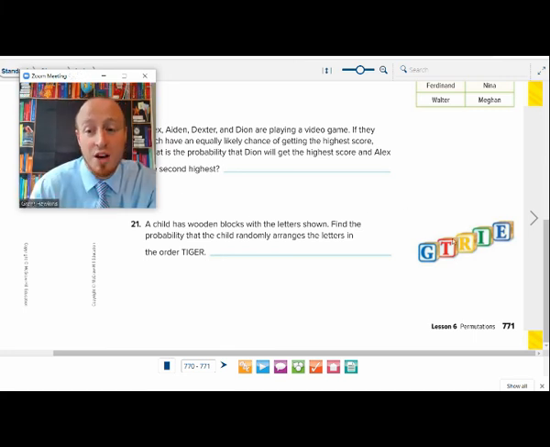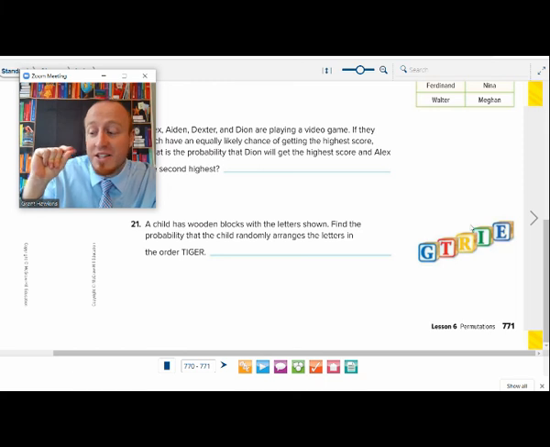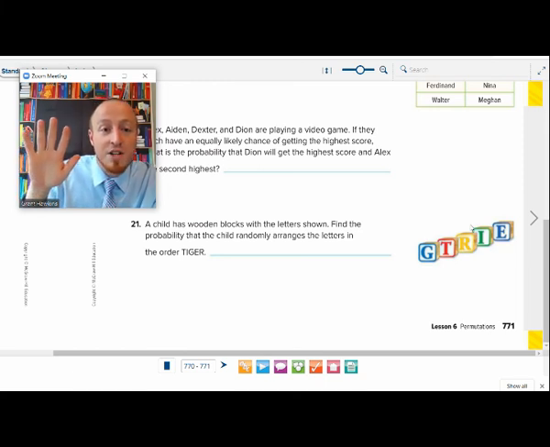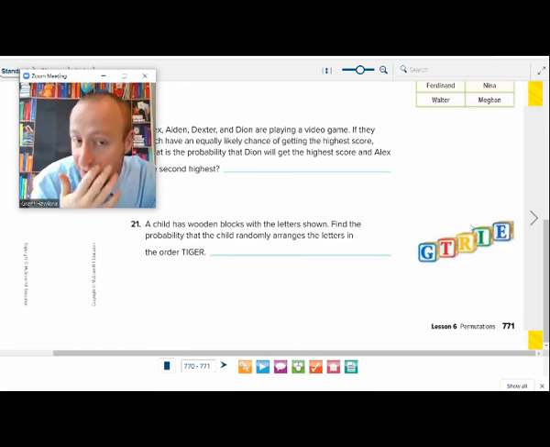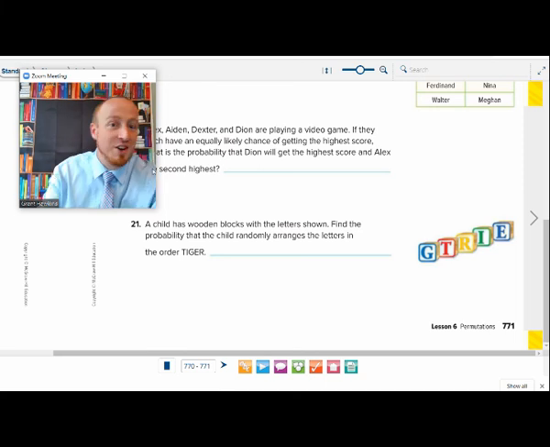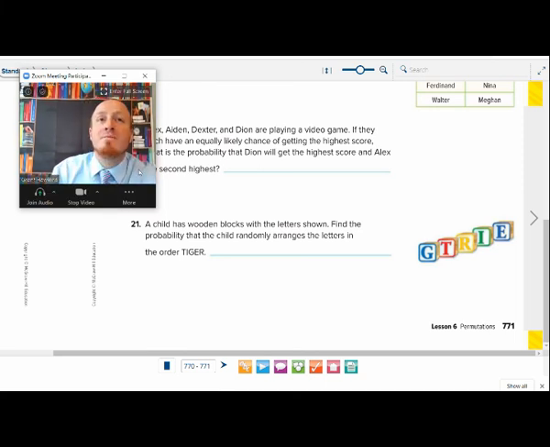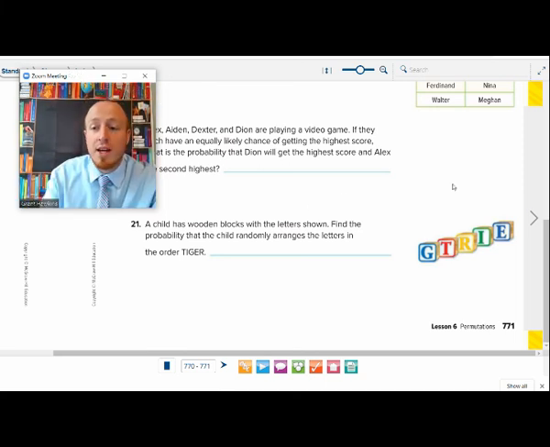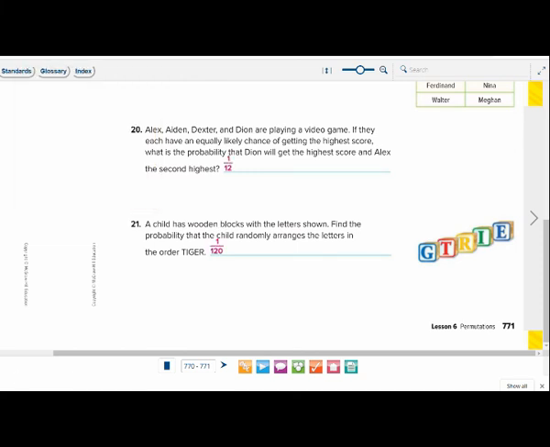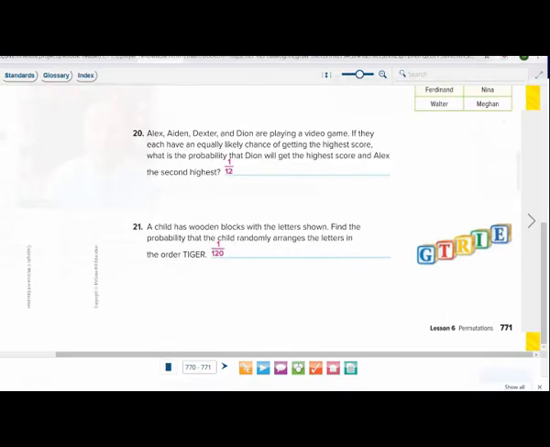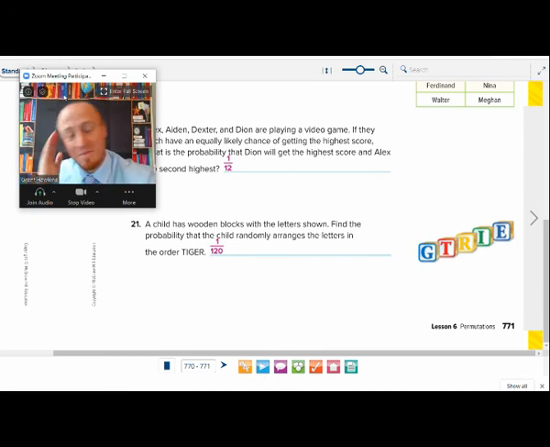First of all, how many possible outcomes are there? You're going to start to recognize patterns here. There are 5 blocks. So how many possible outcomes are there? 5 for the first option of letters, 4 for the second, 3, 2, and then 1 for the last one. So 5 times 4 times 3 times 2 times 1. The odds that they put the T and then the I and then the G and then the E and then the R is 1 out of 120. That's simple. It is that simple, not that simple.